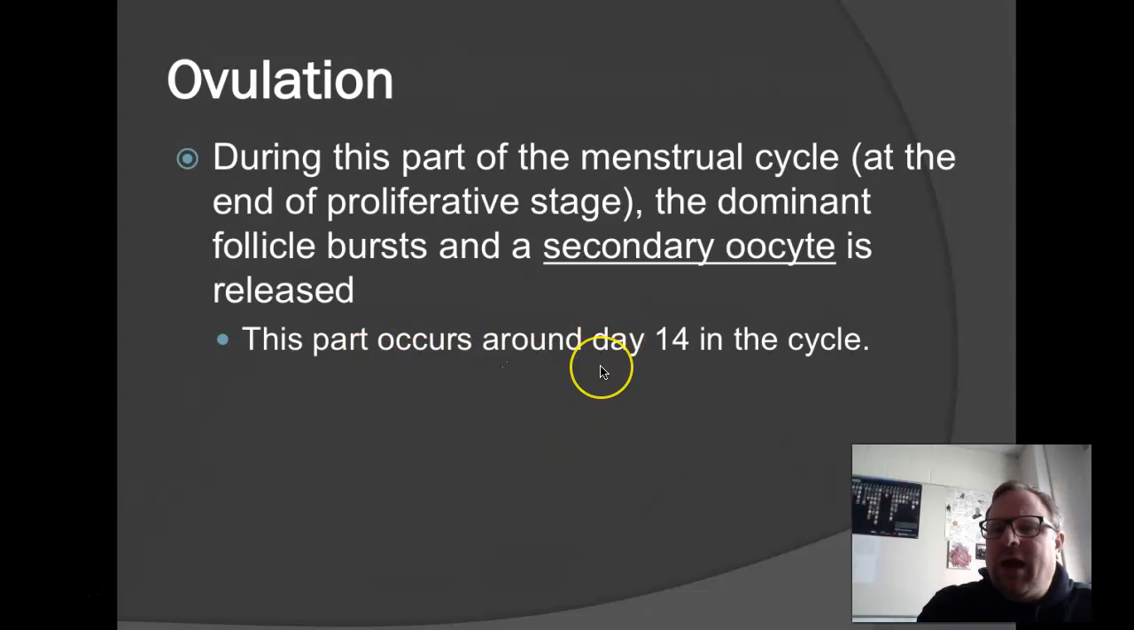This occurs around day 14 of the cycle. Again, it's not easy to be entirely accurate as to exactly what day that occurs. What you need to remember, though, is that the secondary oocyte, that ovum, is only viable for about 24 hours. And so if it does not meet sperm at that time, then it basically disintegrates, there's no implantation that occurs, and pregnancy does not continue.